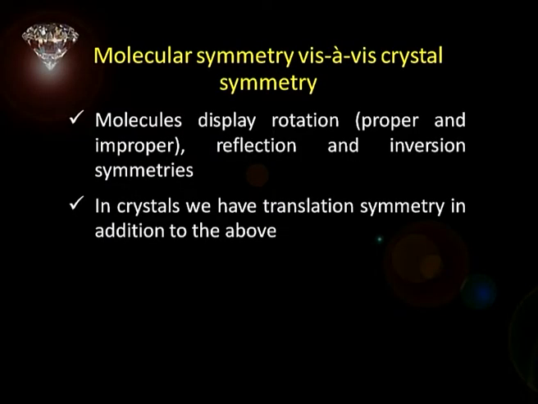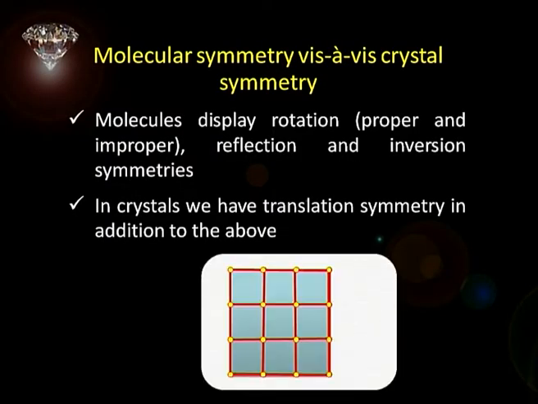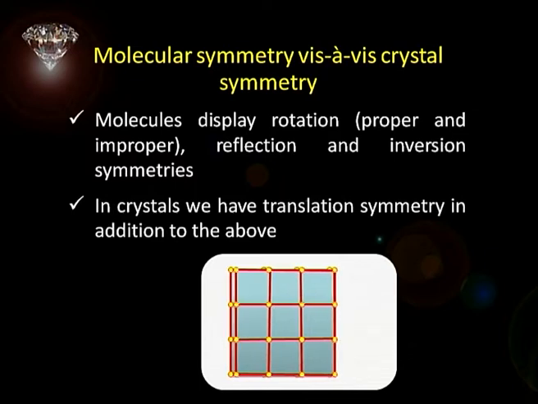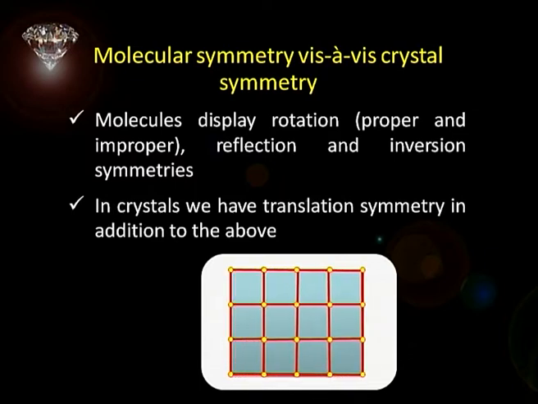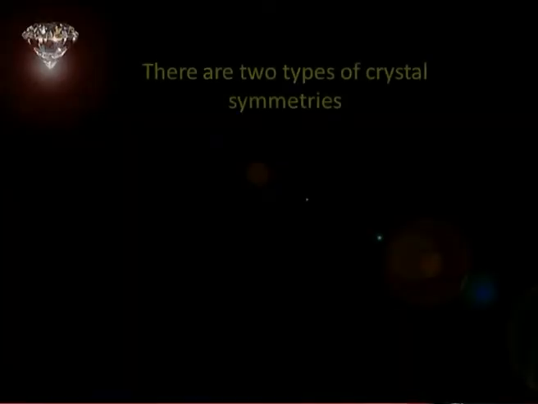But in case of crystals, let us look at a lattice. Crystals show what is called a translation. That means we can translate the crystal lattice and come to equivalent positions. This is exclusive to crystals; this kind of phenomenon does not occur in molecules. Everything that holds true for molecules holds true here also, but crystals have an additional element called translation symmetry.